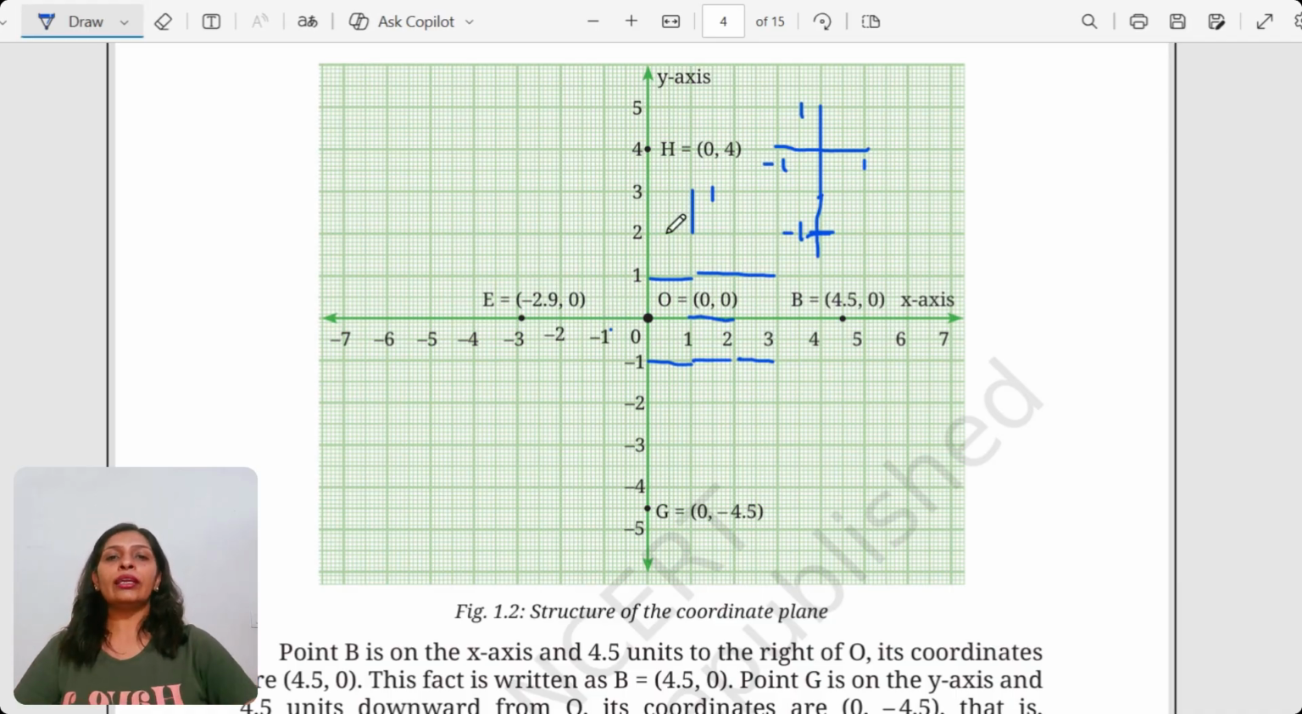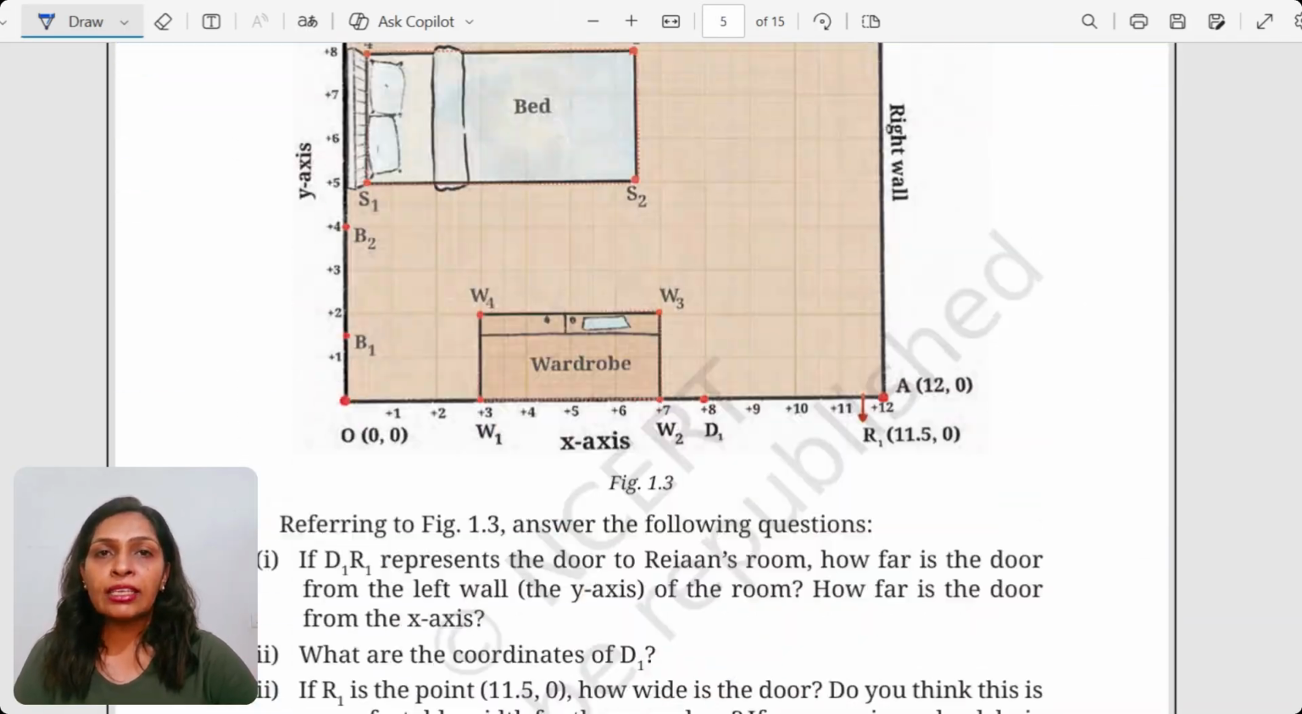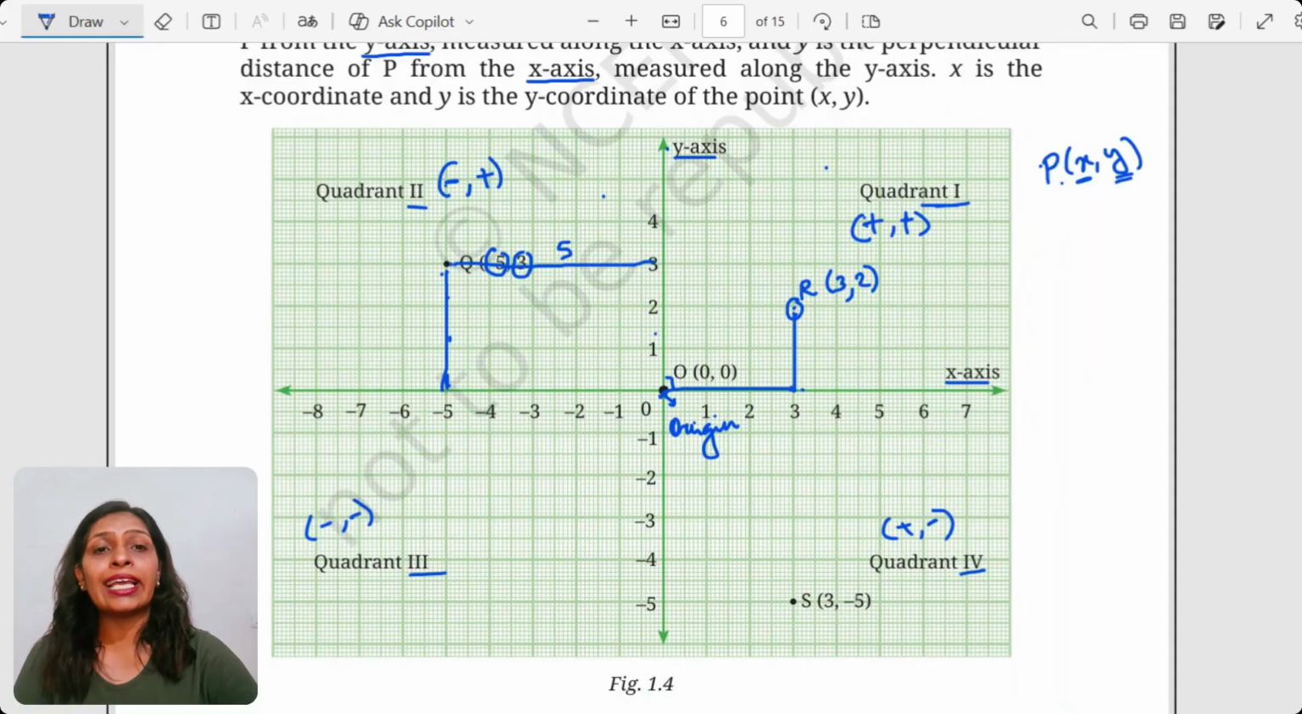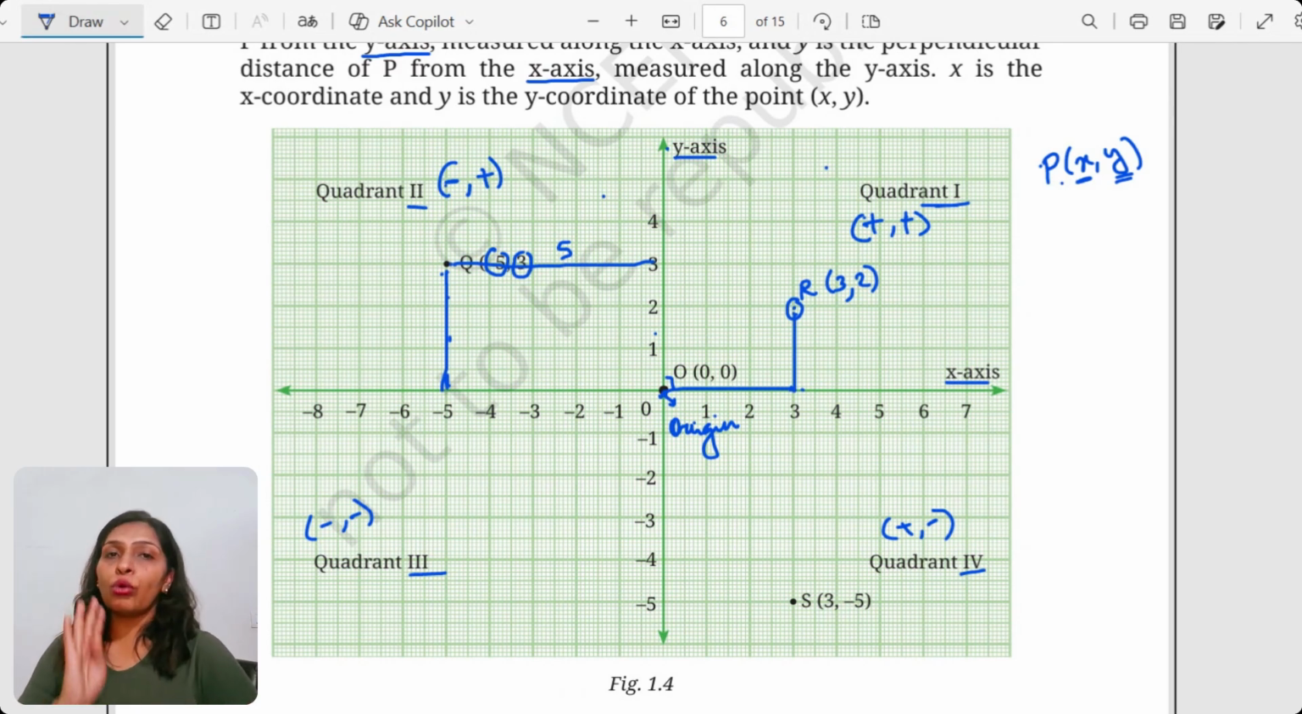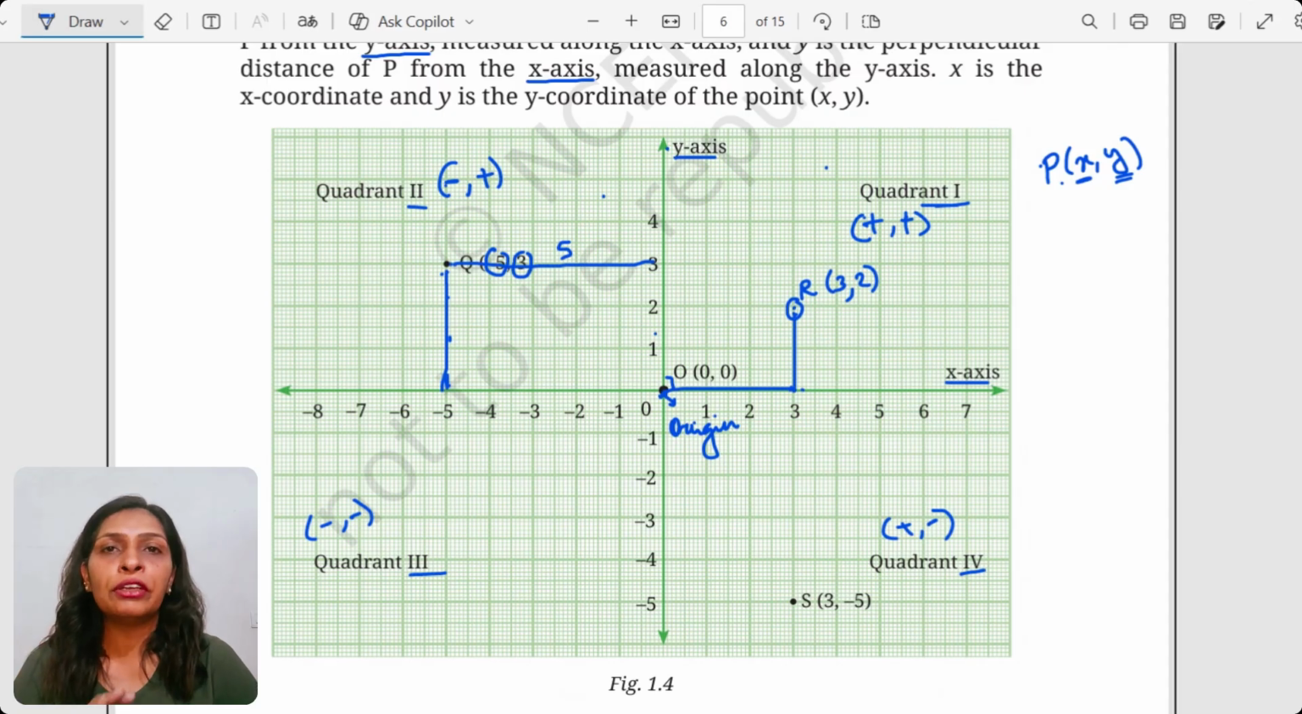So let's have a quick recheck of what we have observed so far. The Cartesian plane is a combination of two axes, the x-axis and the y-axis. They meet each other at the perpendicular. The point of intersection is known as the origin. The coordinates of the origin are 0, comma 0. Right? The Cartesian plane has four quadrants: quadrant 1, 2, 3, 4.